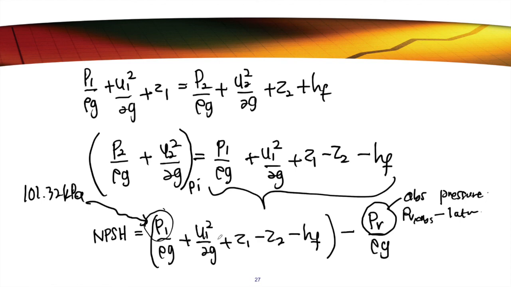This NPSH is actually the NPSH actual. Sorry, I'm so sorry, this is the NPSH actual, and the NPSH required will be given in the question. You will compare these two. If this value is greater than the NPSH given in the question, then no cavitation occurs. If the NPSH here is below the NPSH required, therefore cavitation occurs.